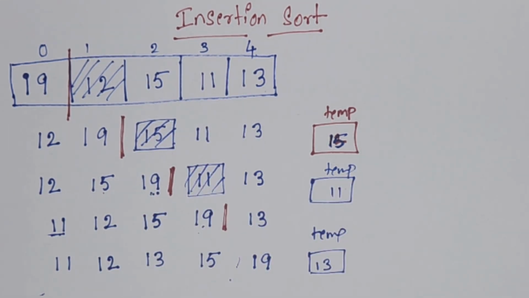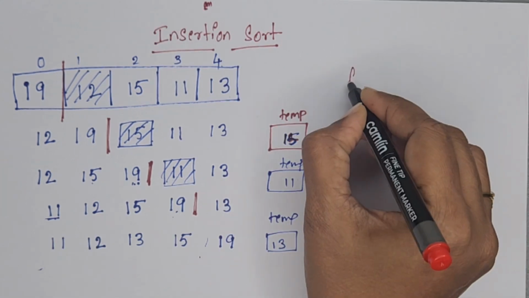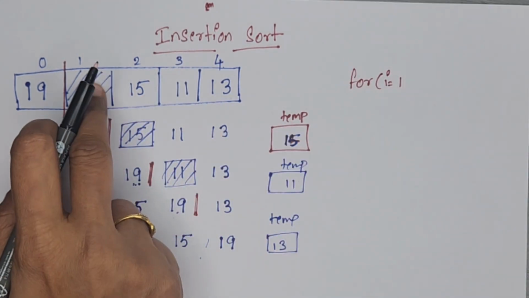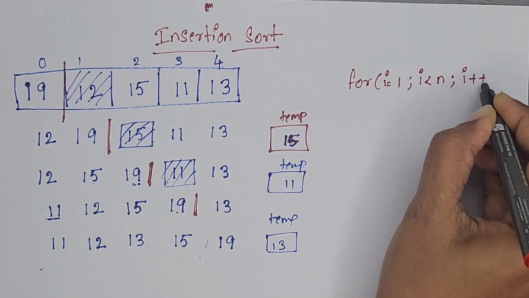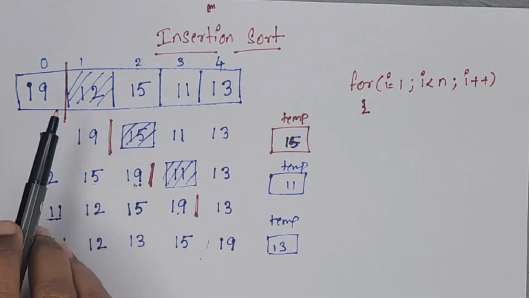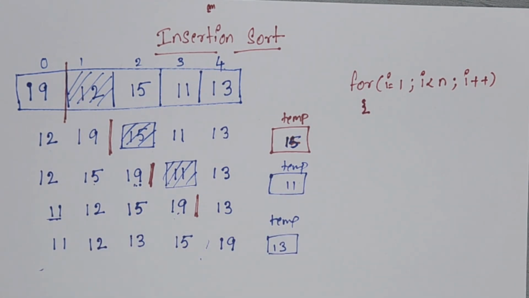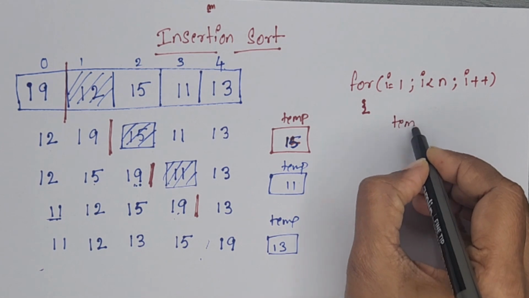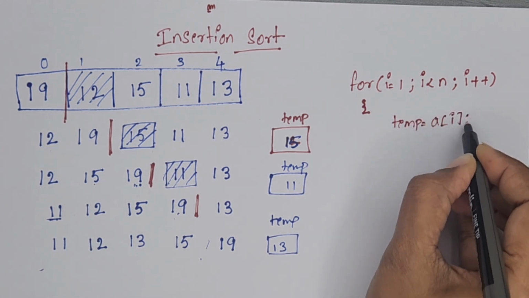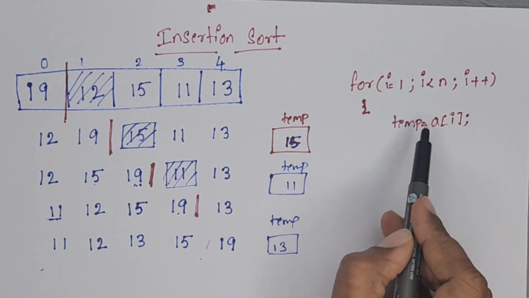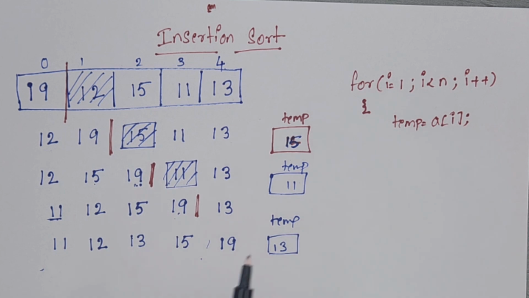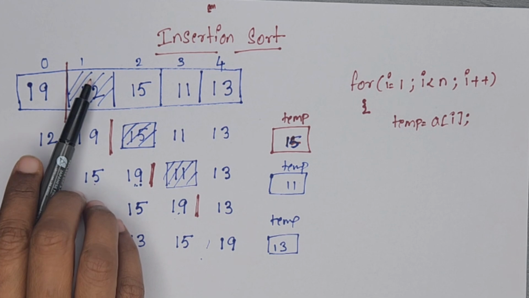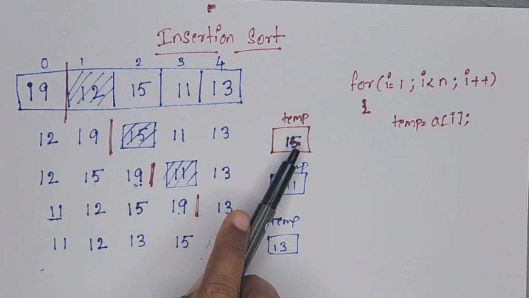Okay. Now I am going to write the code. See, for i starts from 1 to the last element: i less than n, i plus plus. Okay. Now this first element we have assigned to temp. It means temp equals a of i. So initially the first element is assigned to temp. Next time the second element is assigned to temp, then the third element, fourth element, like that. So a of i is assigned to the temporary variable. Okay. If i starts from 1, this first element we have assigned to the temporary variable.